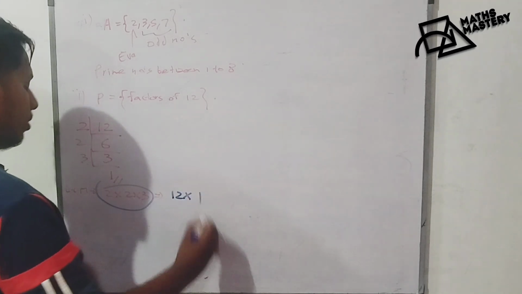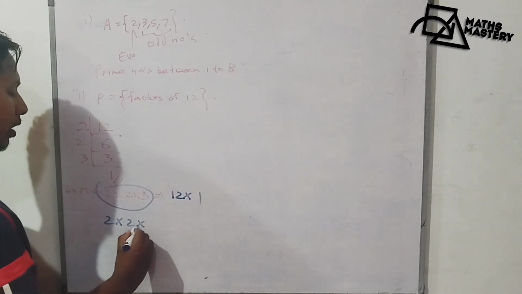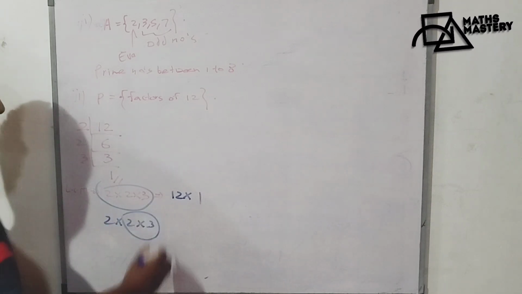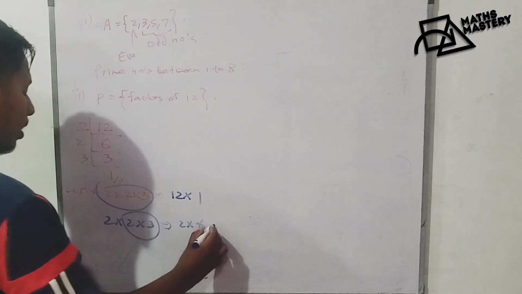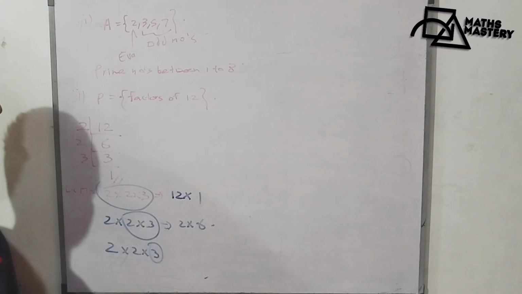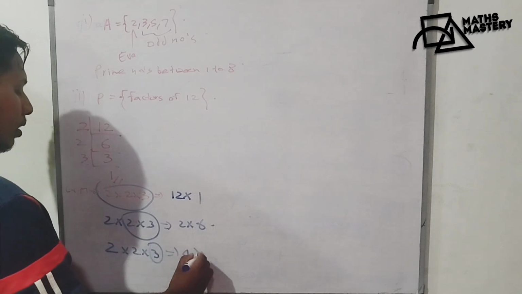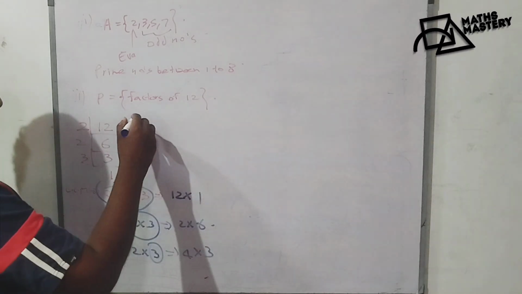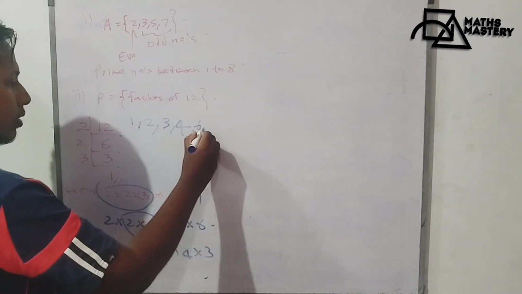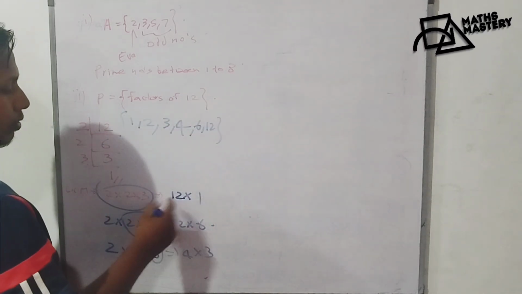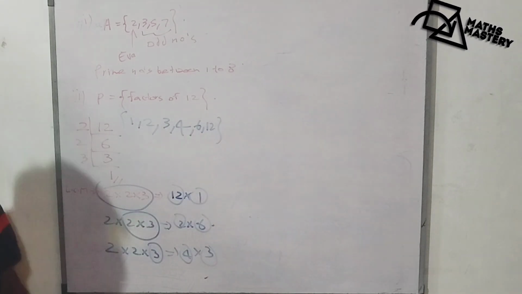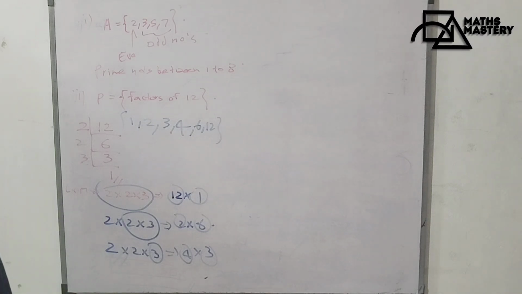So 12 times 1. Again 2 times 3. Now since you have taken all 3 numbers, now we are going to take 2 numbers, which is 2 times 6. And again 2 times 3. Now we are going to take 1 number. So 2 times 2 is 4 times 3. So the factors are, students, 1, 2, 3, 4, 6, 12. You take everything which you got here. Altogether there are 6 factors of 12. Okay, let's go to the next question also.